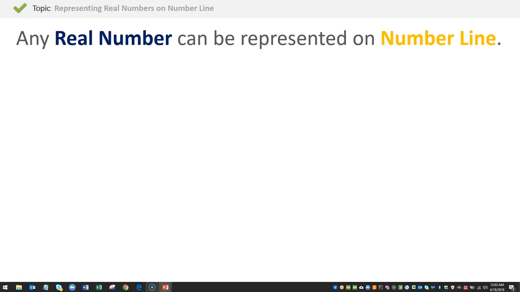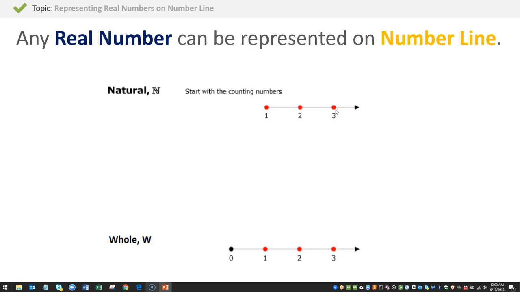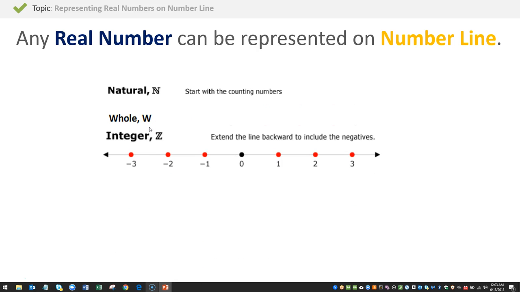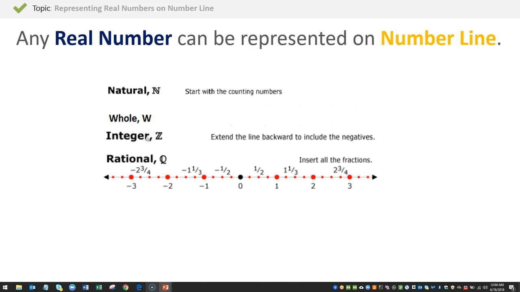So let's start with representing real numbers on number lines. Any real number can be represented on number lines. Natural numbers, which are counting numbers, can be represented on number lines as 1, 2, 3. When you extend this backwards towards 0, what you get is whole numbers. When you further extend it backwards to include negative numbers, what you get is integers.